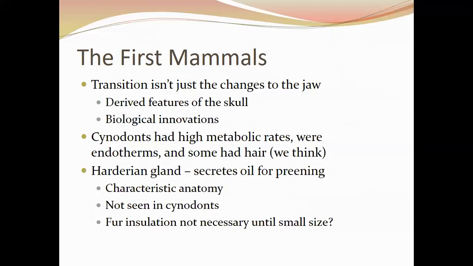Cynodonts had high metabolic rates. We believe they were endotherms, and some may have even had hair. But one of the glands that we're able to use to figure out more about mammals, we don't believe is seen in the cynodonts. And this isn't just in mammals. There are analogous glands found in birds, but the Harderian gland, which secretes oil for preening or cleaning of the body, is not seen in the cynodonts, but it is a gland.